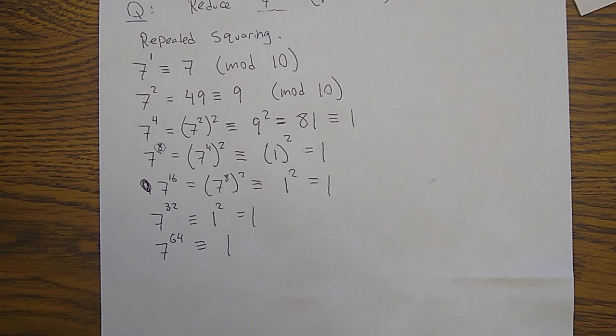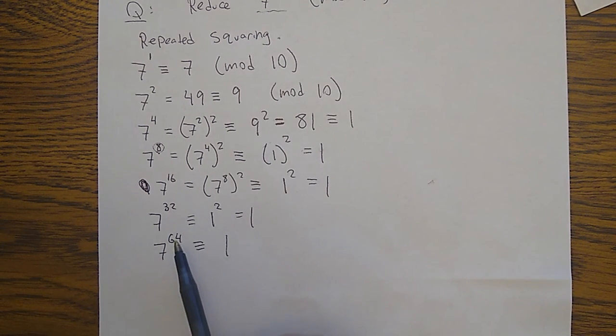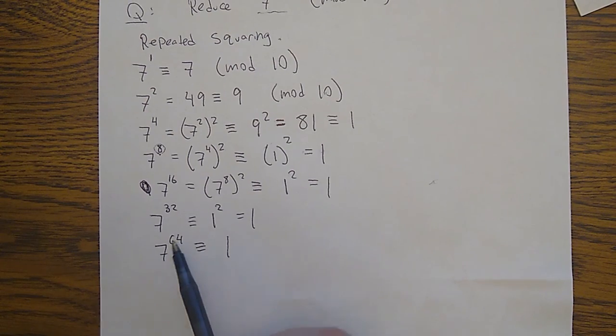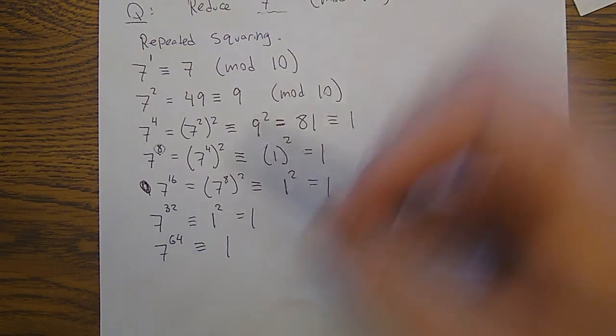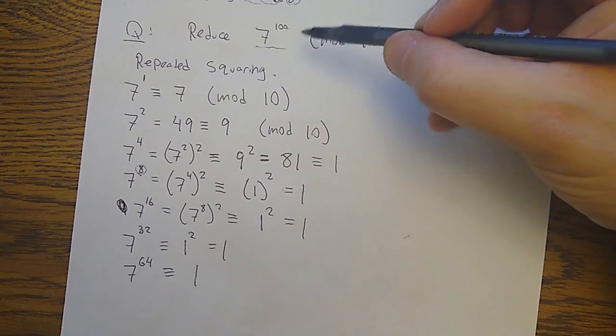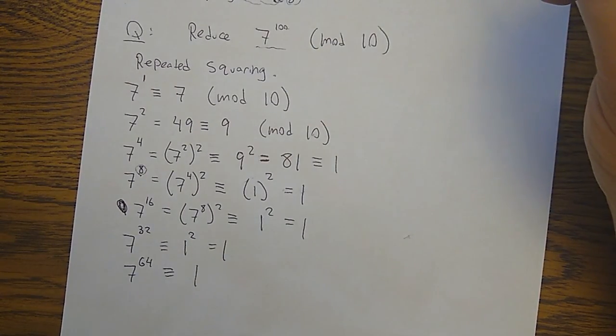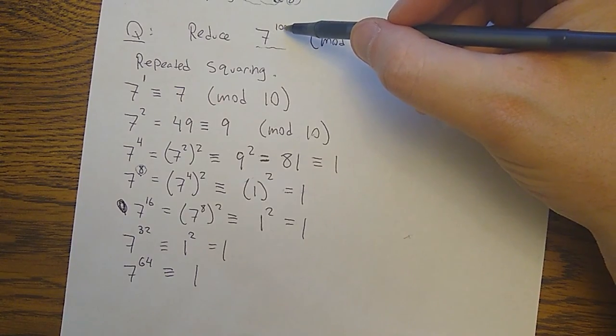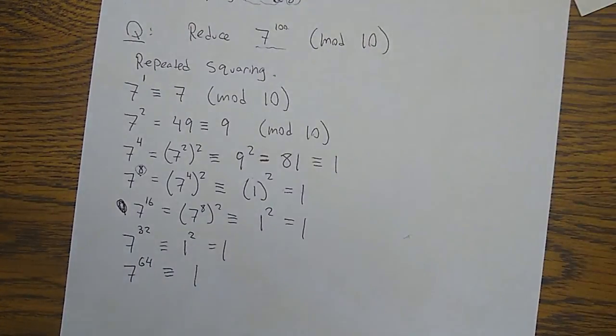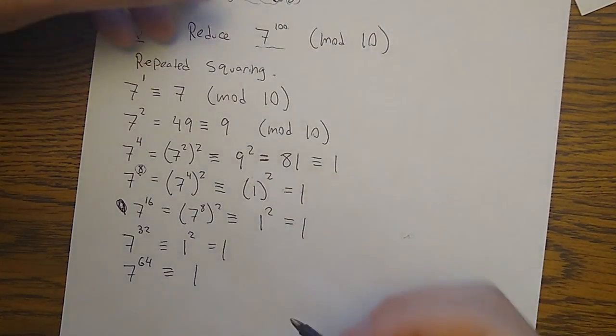Now I'm going to stop. If I did this again, the next power of 7 would be 7 to the 128th, right? And I'm only going up to 7 to the 100th, so that would be too big. So how do I actually figure out 7 to the 100th? It seems like maybe I'm not really there yet. I have these other powers of 7, so what am I going to do?